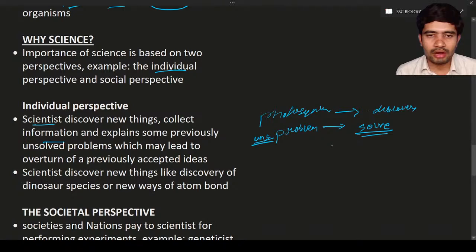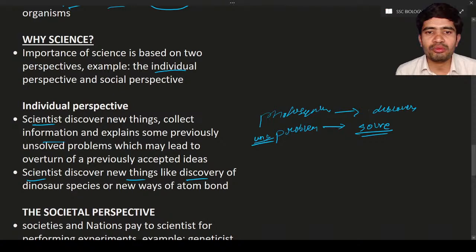Scientists discover new things, like the discovery of dinosaur species or a new way of atom bonding. Not only that, just now we discussed scientists like geologists. What do they do? They discover fossils. What is discovery?